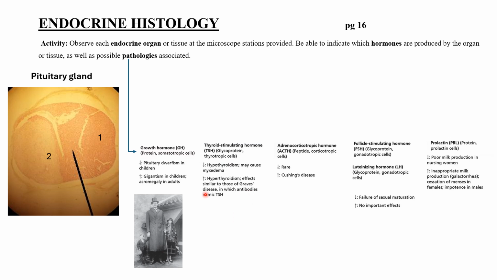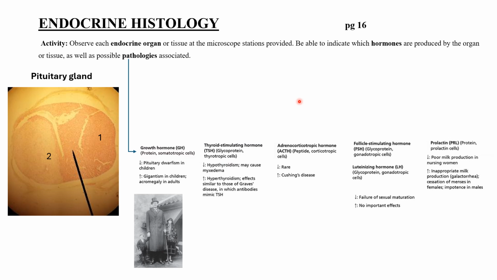And if there is too much, it is known as hyperthyroidism, and there is a disease known as Graves' disease, in which the antibodies mimic thyroid stimulating hormone. So it is not actually the thyroid stimulating hormone which is causing the thyroid gland to secrete too much thyroid hormone. These people make some antibodies which the thyroid gland detects as TSH, and it starts making thyroid hormone. And then the third hormone of the anterior pituitary is the adrenocorticotropic hormone, or ACTH.